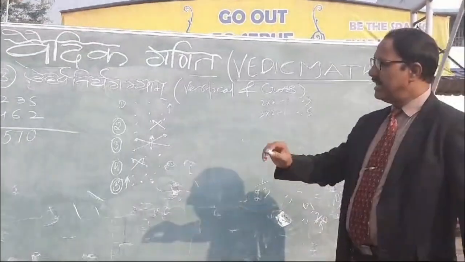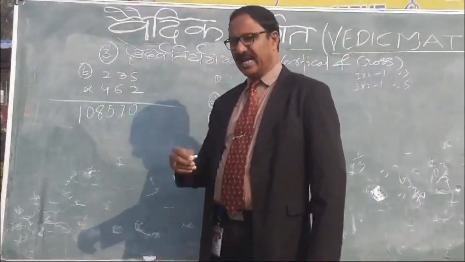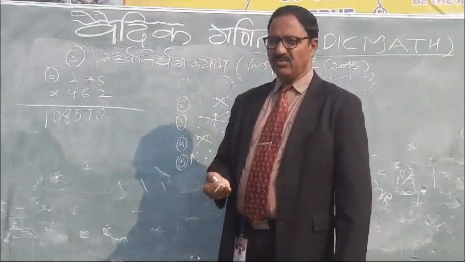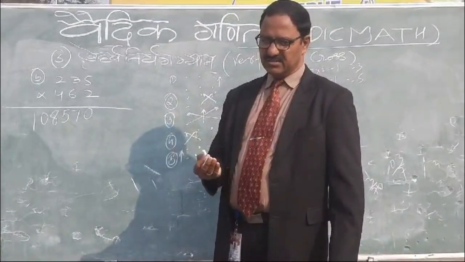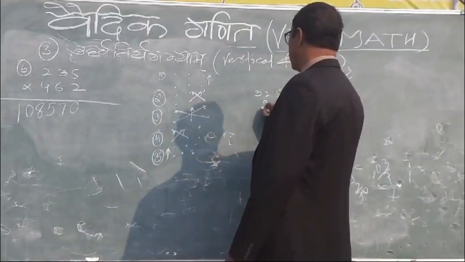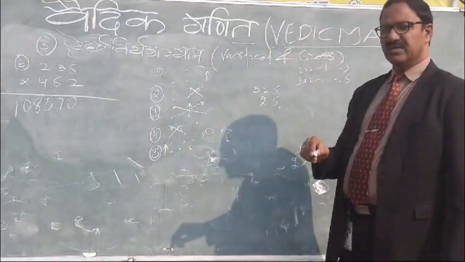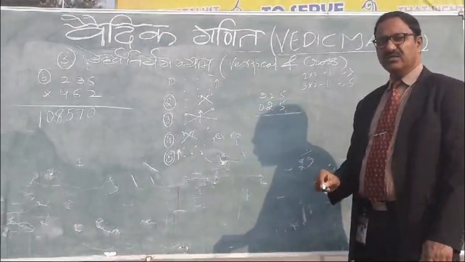So here you have seen we are multiplying 3 digits with 3 digits. Can you apply this formula multiplying 3 digits with 2 digits? Yes, sir. How? Suppose 325 and 25. Can you apply this formula? Yes, you can apply it by making it 3 digits, by putting 0.